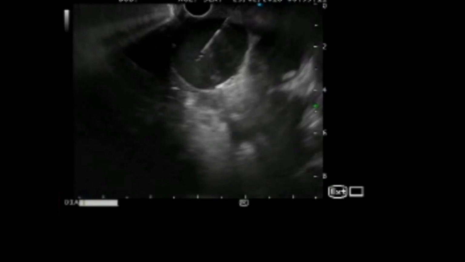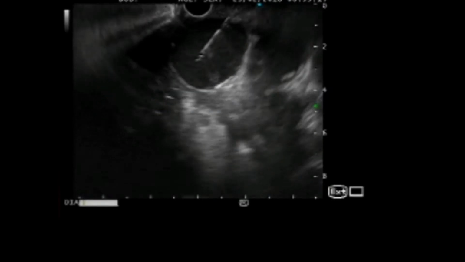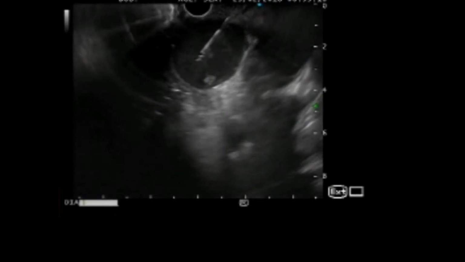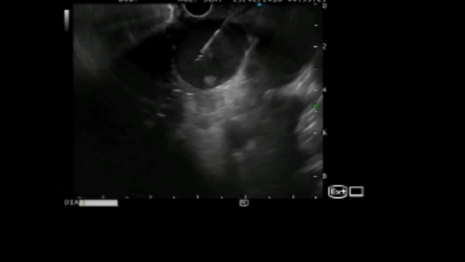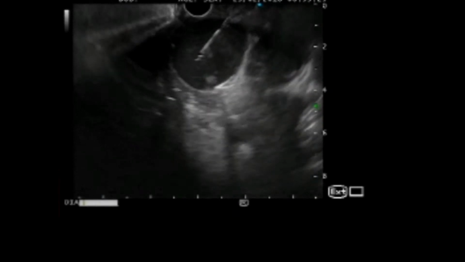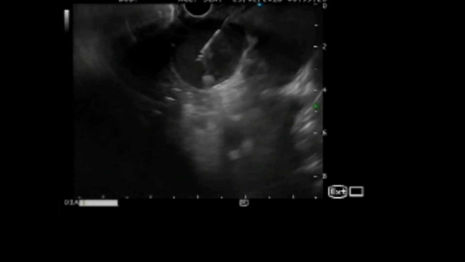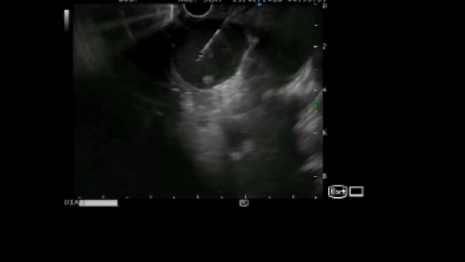You can appreciate there is a hyperechoic focus at 6 o'clock and a clot formation. As we know, the coil helps retain the glue at the site of injection, and it helps as a scaffold. It also promotes clot aggregation and reduces the amount of glue. So here you can see that the coil is in situ.